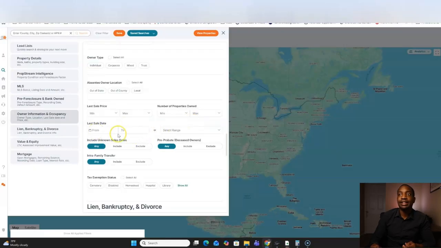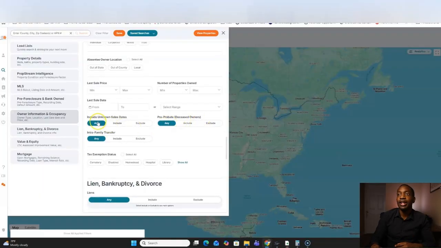And then last sale date, last sale price, and then number of properties owned. Let's say you don't want to target big time landlords. You can be like, okay, maximum, I want them to own a maximum of 4 properties. Maybe you're going after small tired landlords. Or if you're actually looking for tired landlords, you can say a minimum of 2 or 3, because that really weeds out just one person, and you can put maximum whatever. And then include unknown sales date. Now, this is a hack that a lot of people do not use because a lot of properties do not have a ton of information.